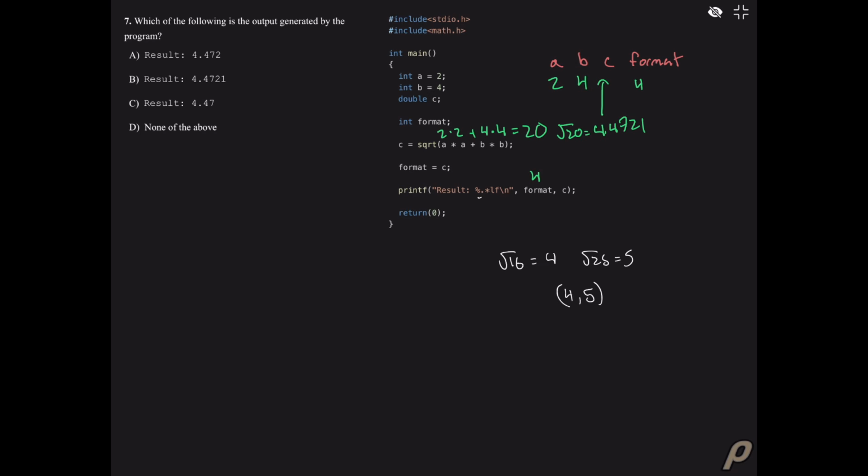And then we know that C is this 4.4721, and conveniently I only used 4 decimal places, probably because I knew what the answer was already. But anyways, we see that this indeed is our answer right here, B.